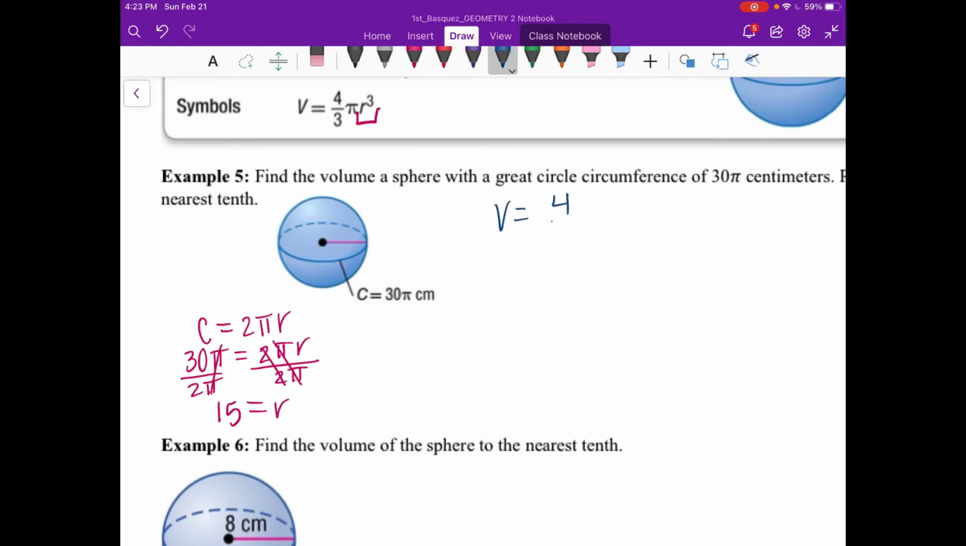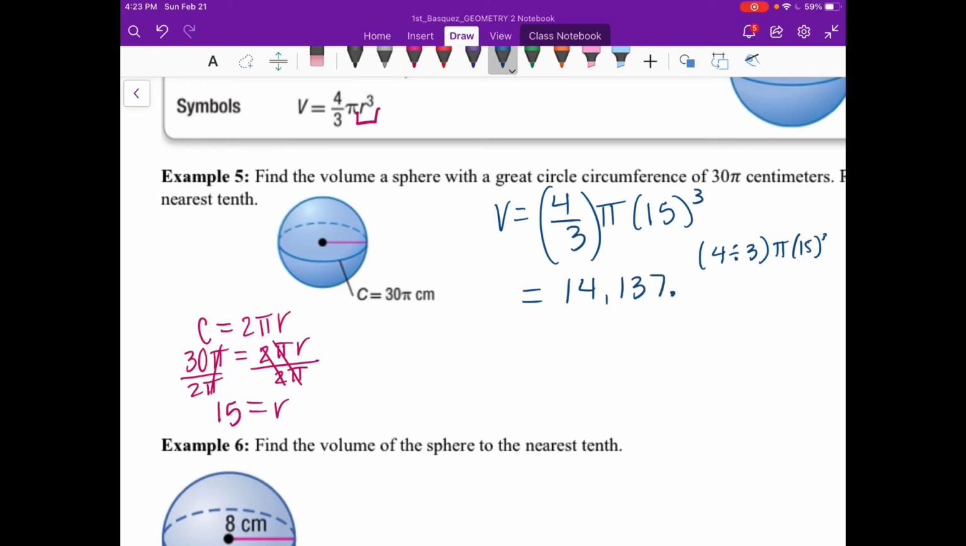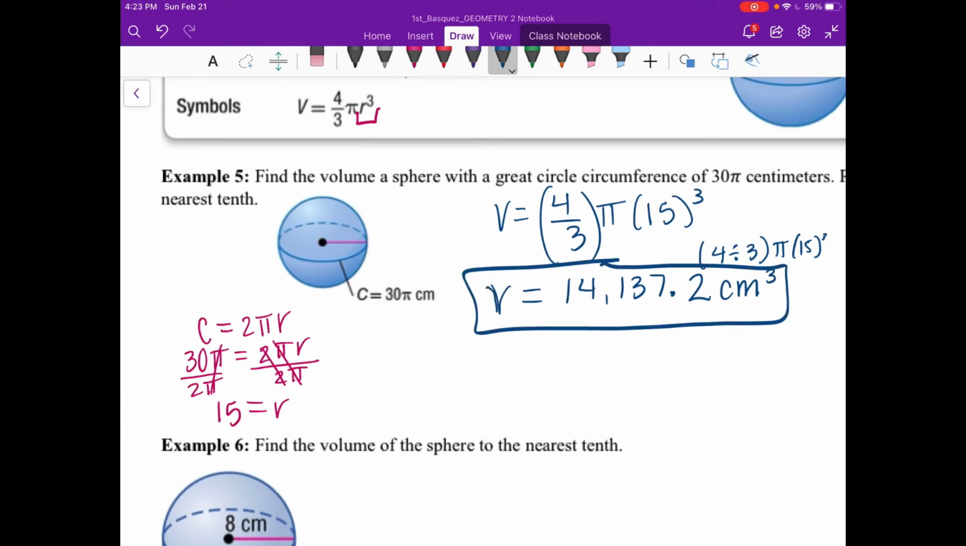The volume is now going to be 4/3 pi r cubed. Again, careful with that cubed. Use parentheses here if you need it. Putting it into the fraction, you can just enter it as parentheses 4 division 3 close parentheses and then the pi and so on. Whatever you need to do, as long as you get 14,137.2 centimeters cubed. Don't forget that cubed because we're talking about volume. It's a really big number. That's a V for volume. And then we did round to the nearest tenth for this one.